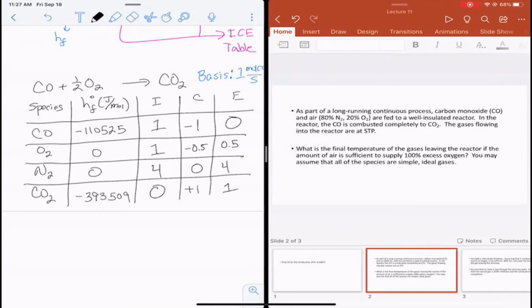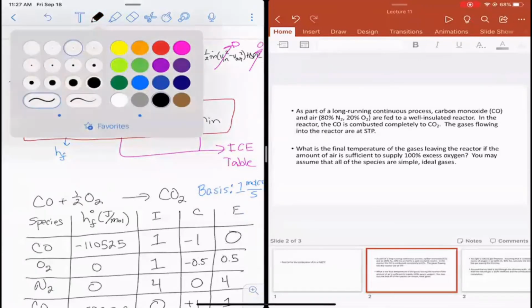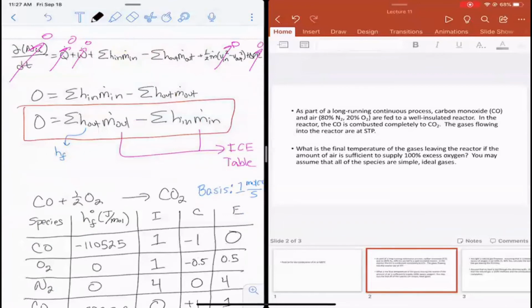Okay? So we have our ICE table, right? We know the standard heats of formation for all of our species. So now let's actually implement this equation here, where we have that 0 is equal to the sum of the enthalpy that's leaving times the flow rate of the species that's leaving, minus the sum of the enthalpy entering times the flow rate of the things that are coming in.